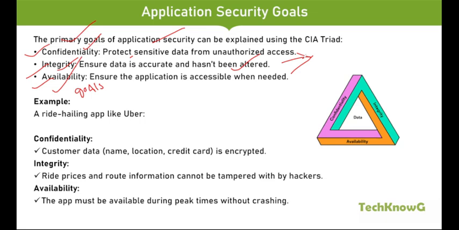So what that means is, let's say any application is there, like Amazon or Flipkart or any banking application like ICICI Bank. How confidentiality applies: let's say ICICI website, it is a web application. It's a mobile application, right? It has a web app and it has a mobile app.